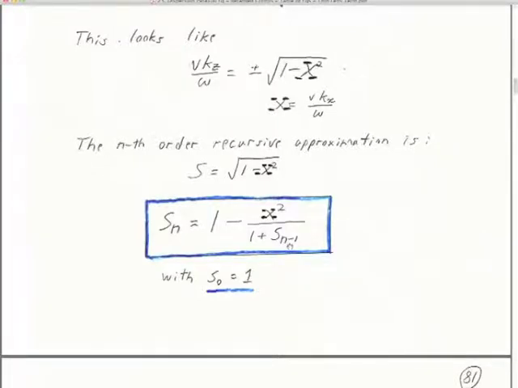Now this is an algebraic recursion. To get the first order approximation, you would have 1 minus x squared divided by the quantity 1 plus the zeroth order of recursion. You've got to start somewhere, so we say the zeroth order approximation is S at 0 is equal to 1. So the first one would be 1 minus x squared divided by 1 plus 1, or 2.